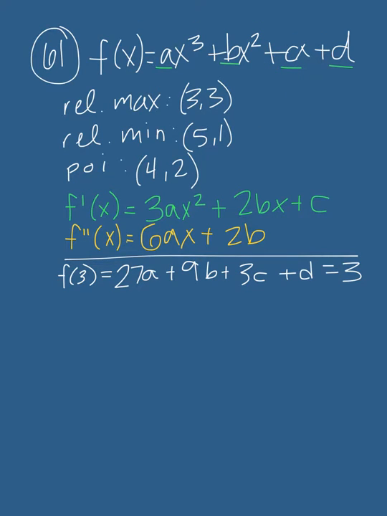Got that equation. Now I'm going to do the same thing, but I'm going to plug in 5 because I also have the point 5, 1. So f of 5 is the same thing as 125a plus 25b plus 5c plus d, and remember that point is 5, 1, so it's going to equal 1.